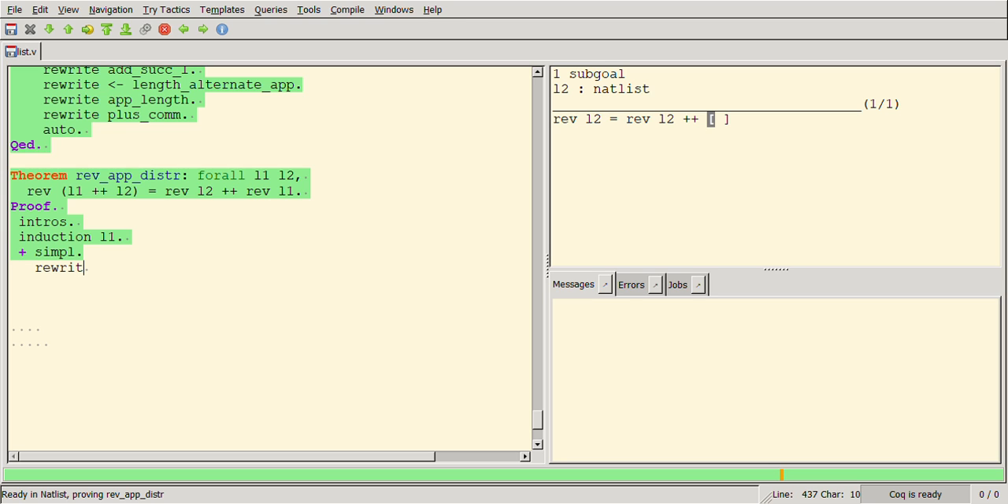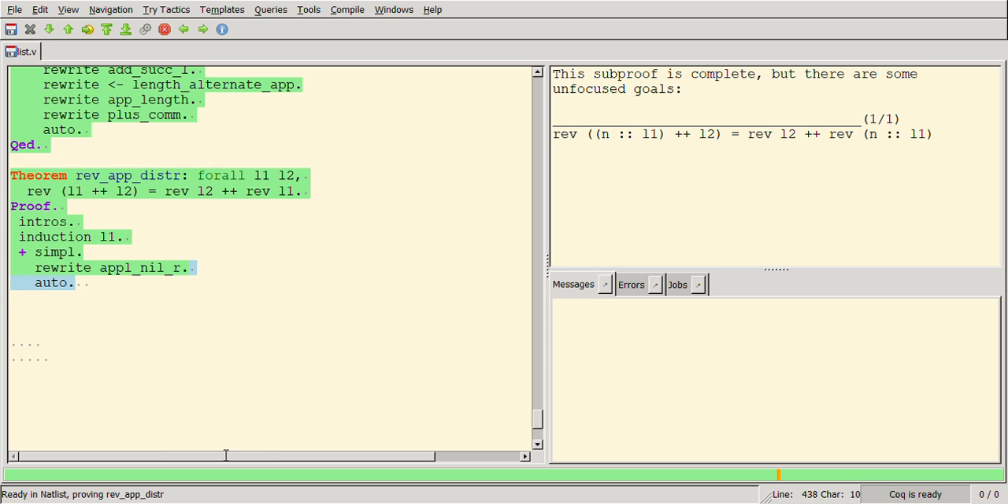So rewrite append null right. We can reduce this, since this is a theorem or lemma that states that if the right argument is null, then it can also be reduced to the left argument. Okay, so now we can close this with just auto, and then we can focus on the second subgoal.